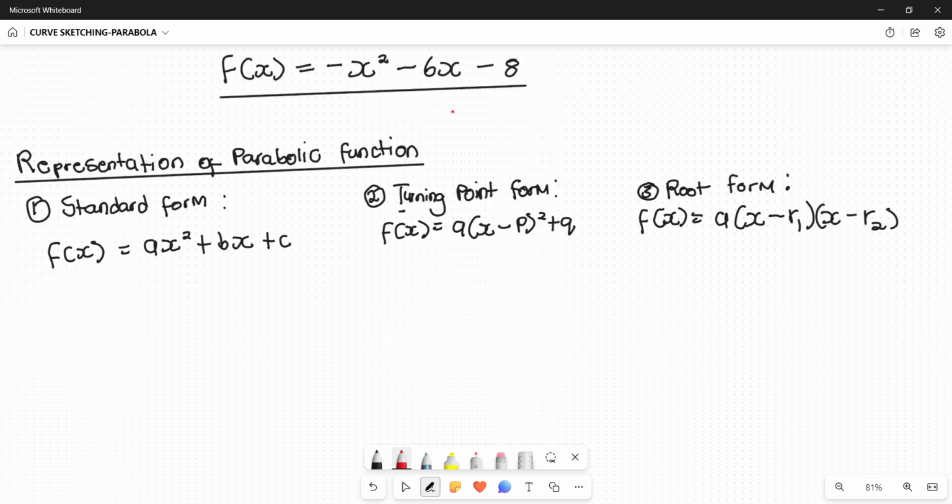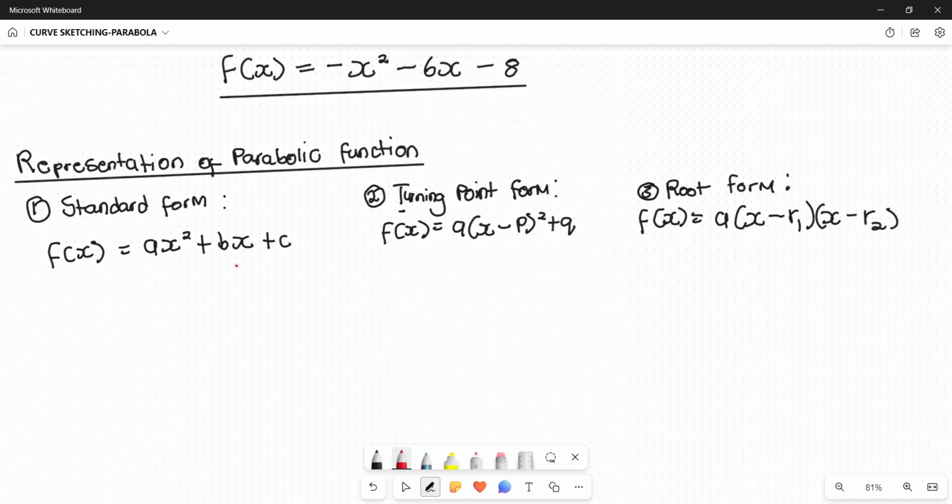Remember, in the previous video I've demonstrated various methods of representing a parabola function. So now I'm going to remind you about those various methods. In number one we have the standard form. The standard form says f of x equals to a x squared plus bx plus c.